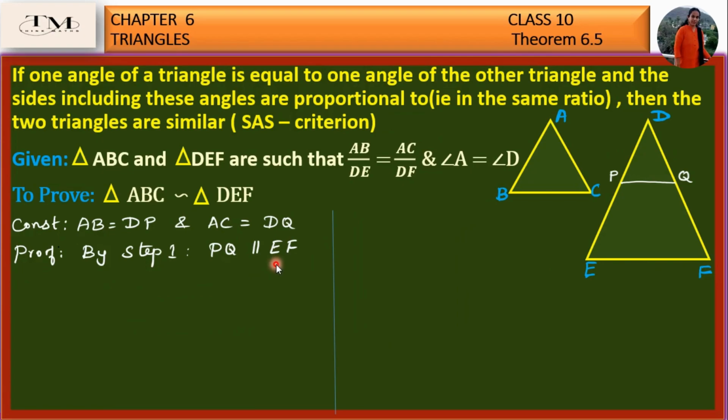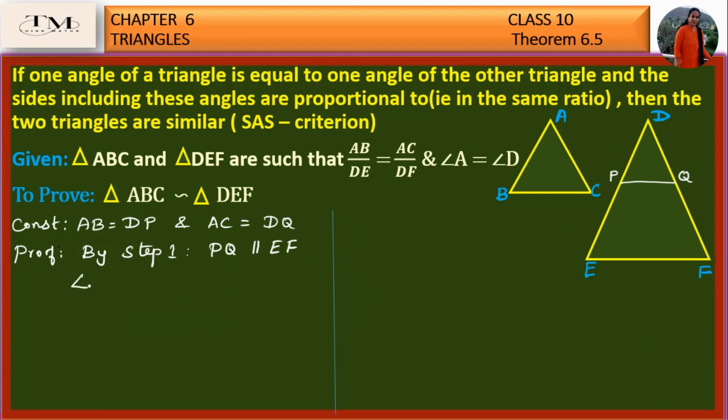This is step 1. So if PQ is parallel to EF, then we can say corresponding angles are equal, because if there is a transversal line and these two lines are parallel, then by the transversal theorem in the previous classes we have proved that these two angles are equal. So in the same way, PE is the transversal line, then angle P will be equal to angle E. In the same way, QF is the transversal line, then angle Q is equal to angle F. So this is what we have to use.